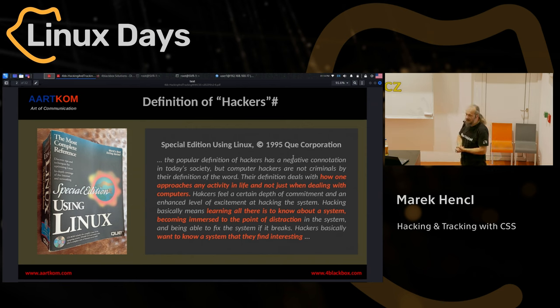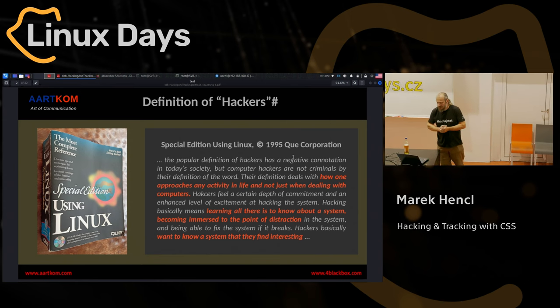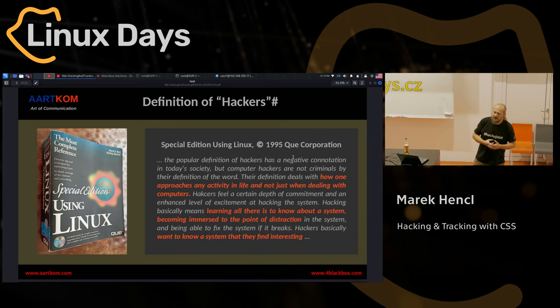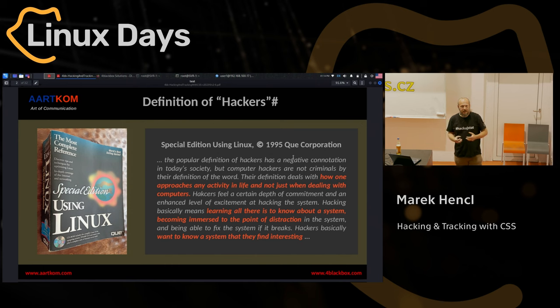Here's an example of my first Linux book. I got it in 97. And what I really like is the definition of hacking that used to be, where hacking wasn't associated with this negative damaging somebody, but it was more associated with sort of a philosophy. I like the definition here: hacking is how one approaches any activity in life, not just in dealing with computers. So I think it's to a certain extent a way people think about addressing certain types of problems.